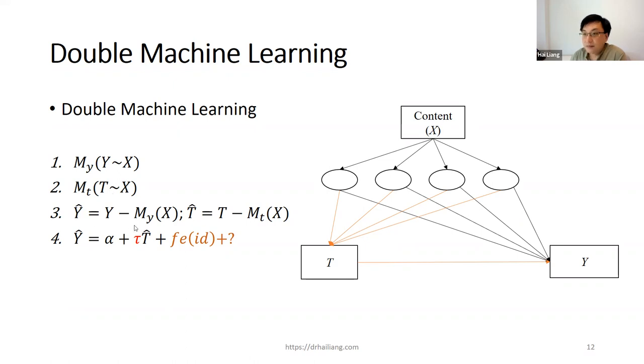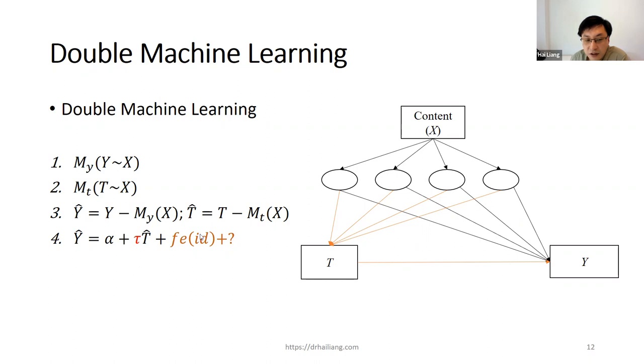And then what we can do, we use the Y, the original value, minus the prediction from this model one. And similarly for T, we use the original T minus that one. This is what we call debiased regression. So what is the debiasing? That means that we have partialled out the confounding influence from the X. So now we can just regress Y on T, and you will get the treatment effect.